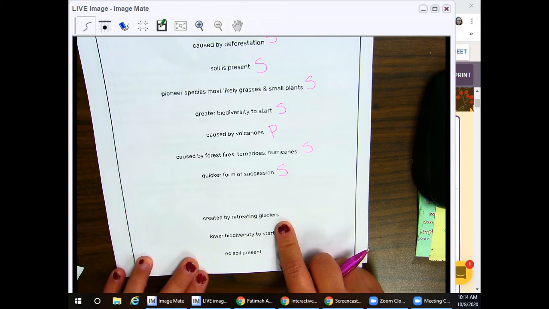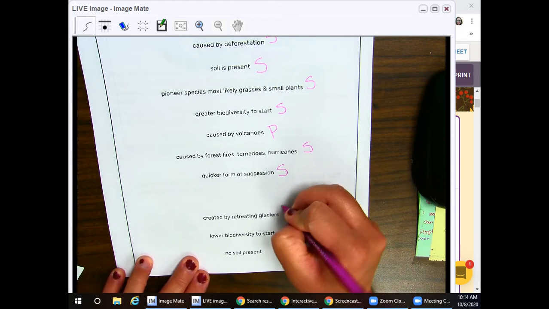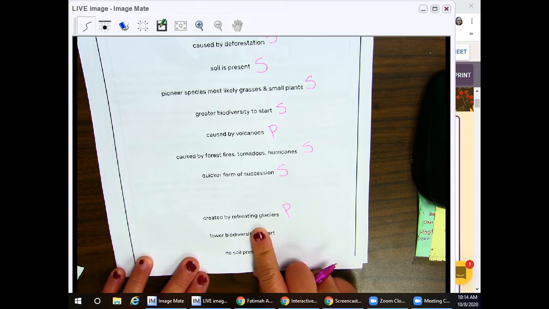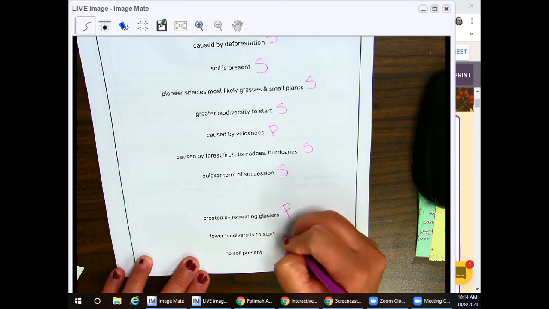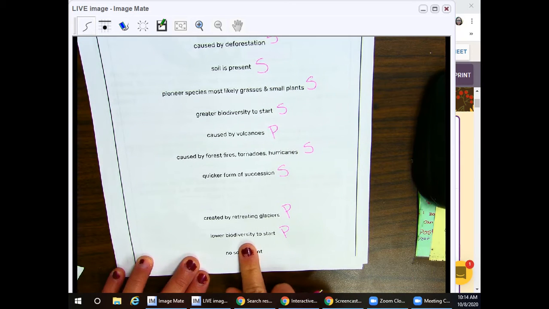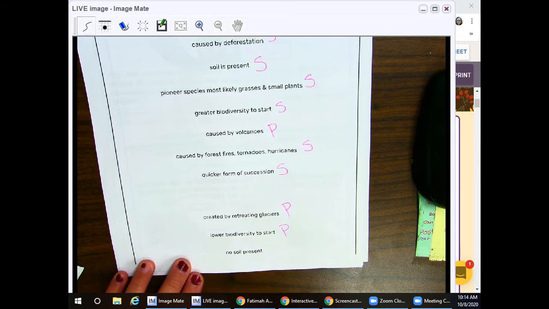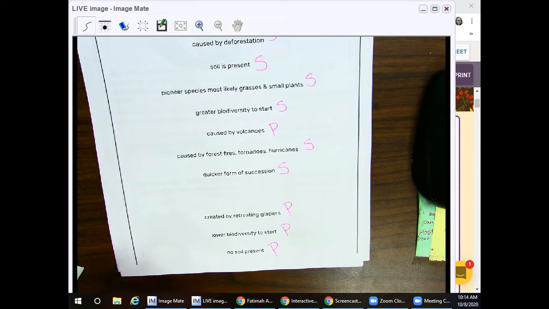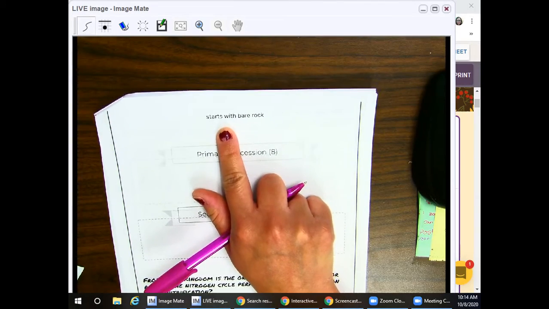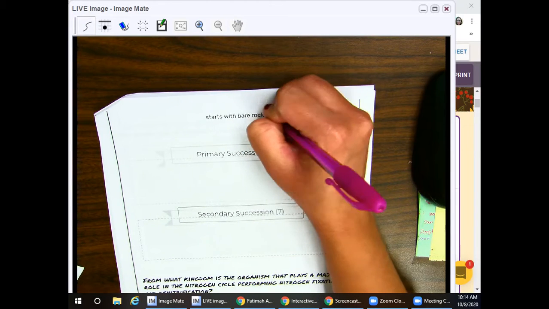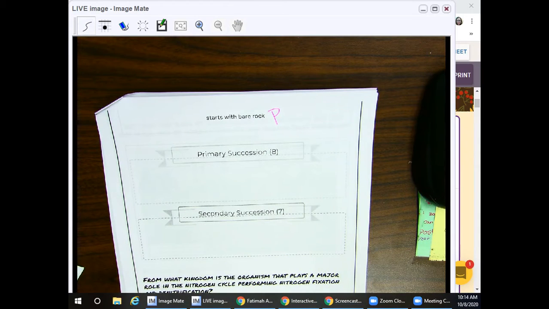Created by retreating glaciers. This is primary because there's no soil there where the glaciers were. A lower biodiversity to start, that's primary because there's less organisms there. No soil present, again, that's primary. We're starting on bare rock. And then starts with bare rock, like I said, that's primary. There's no soil present.